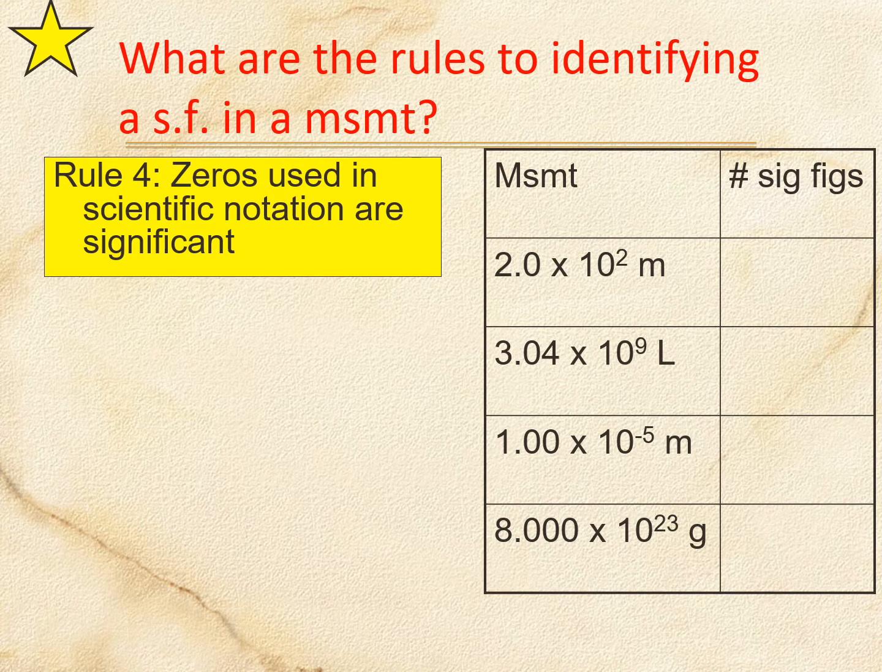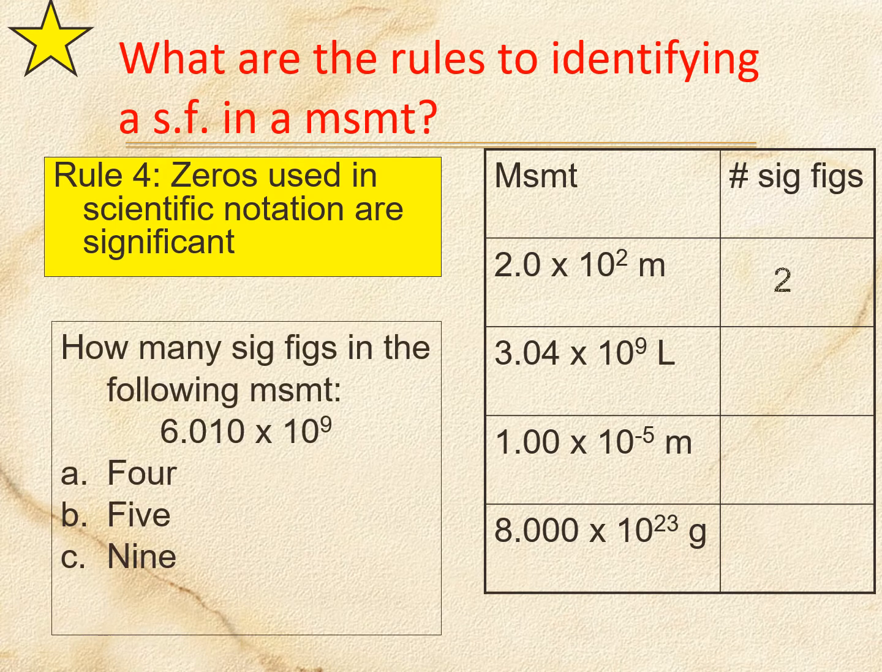Rule number 4. Zeros used in scientific notation are significant. So this goes back to the same rule as 3. Any zero after the decimal that you reached a sig fig, so you have to reach a sig fig first. So notice all these have a number first. The zeros after the decimal count. The coefficients matter, and the exponent and the base do not. You're just looking at the coefficient. So for number 1, it's 2, 3.04 is 3, 1.00 is 3, 8.000 is 4.